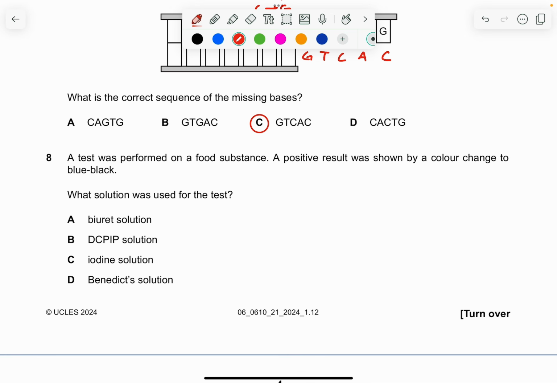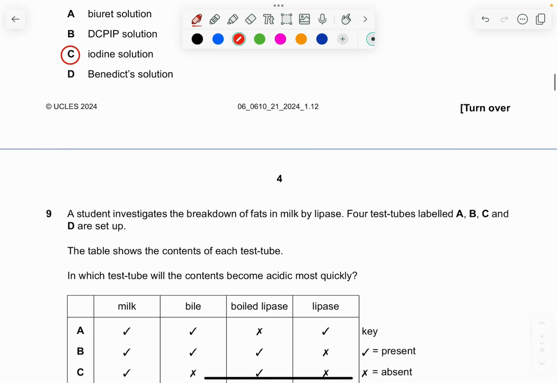So question number 8. A test was performed on a food substance. A positive result was shown by a color change to blue-black. So what solution was used for the test? So you can see that the positive result they have given you is blue-black. So the answer for this one is iodine solution. Okay. So the question number 8 answer is C.